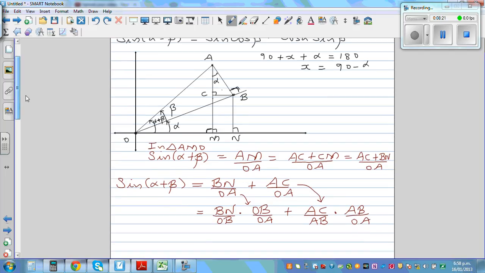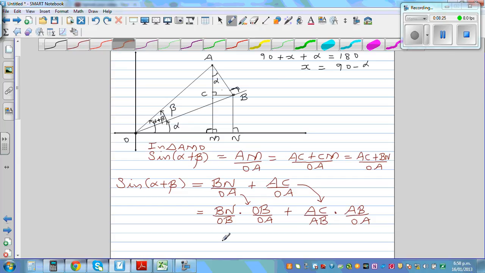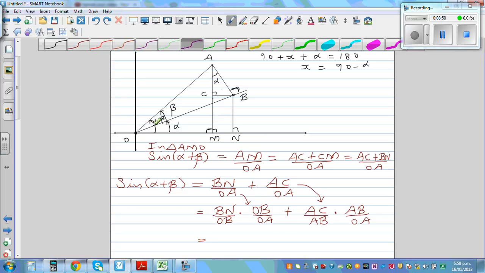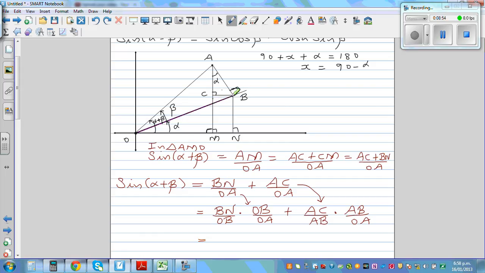Okay, I want to see the diagram. So yeah, let me continue with the same. What is BN over OA? Can you see, BN is the opposite side of alpha and OB is the hypotenuse in triangle ONB. I'm talking about this triangle. BN and OB are in triangle OBN. This is opposite of alpha and this is hypotenuse. So that is sine alpha. This is sine alpha times, what is OB over OA?